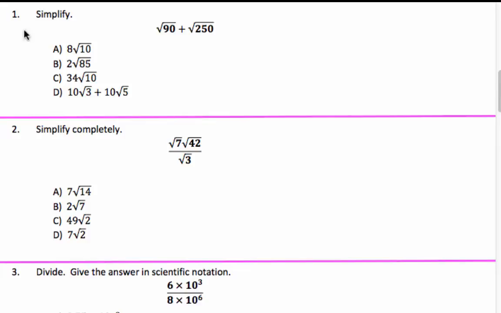So we'll begin by looking at the radicand, the 90. The largest square that divides evenly into 90 is 9. So we'll rewrite 90 as 9 times 10. To that we'll add, now the largest square factor of 250 is 25, and 25 times 10 is 250.